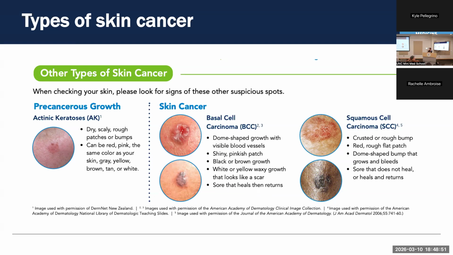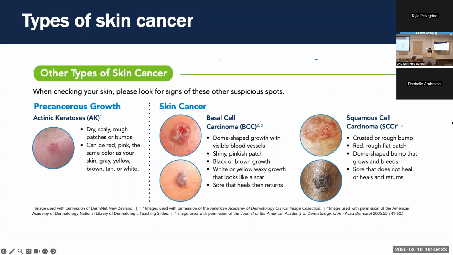We usually will freeze these with liquid nitrogen to take care of them before they turn into skin cancer. And then the most common kinds of skin cancer, as Matt said, are basal cell skin cancer and squamous cell skin cancer. Basal cell skin cancers are pink papules, to go back to our dermatology language. Sometimes they can have a little erosion, which is a sore on them.